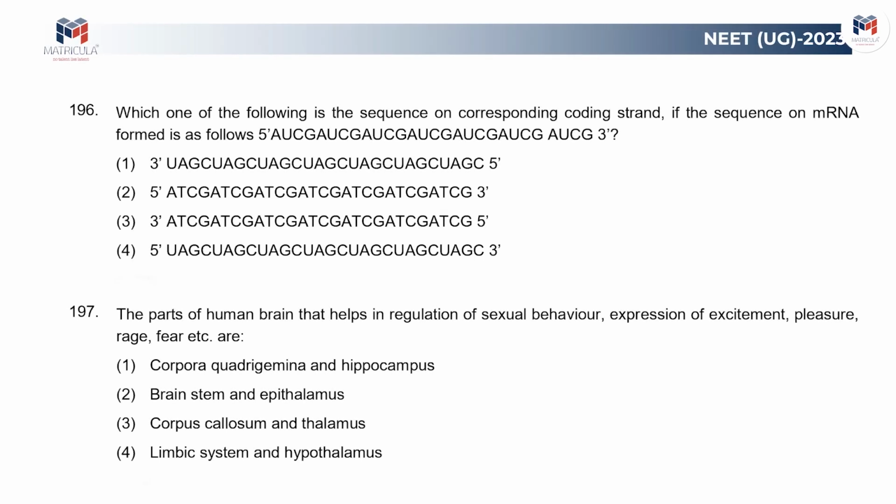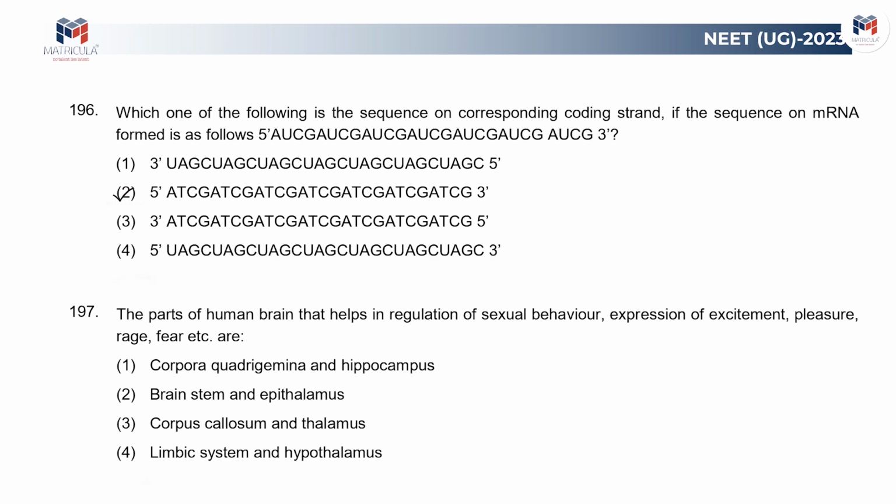Question number 196. Which one of the following is a sequence on corresponding coding strand if the sequence on mRNA formed is as follows: 5 direction to AUCG, AUCG, AUCG, AUCG, AUCG, AUCG, AUCG, direction to 3. The correct answer is option number 2, 5 direction to ATCGA, TCGA, TCGA, TCGA, TCGA, TCGA, TCG, direction to 3.